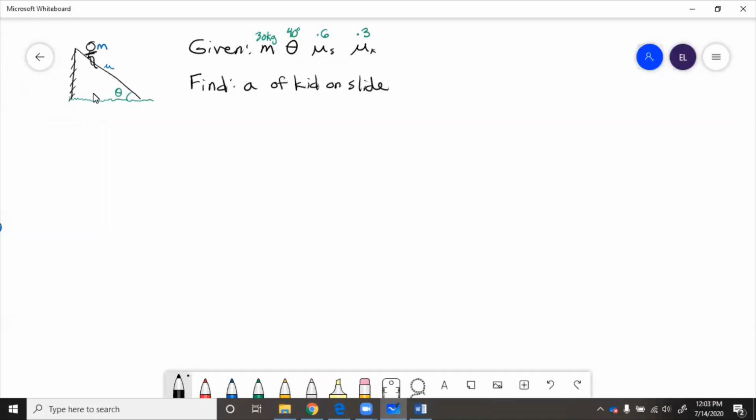Let's say we have a kid on a slide. Given the mass of the kid, the angle of the slide, the coefficients of friction for static and kinetic, find the acceleration of the kid on the slide. Well, step one is draw a free body diagram.